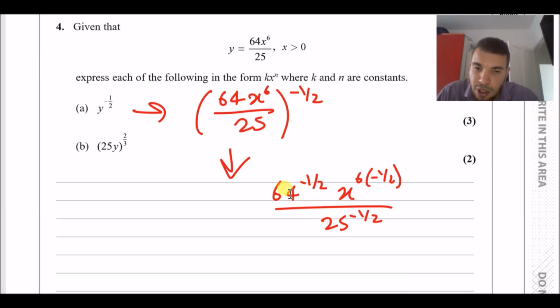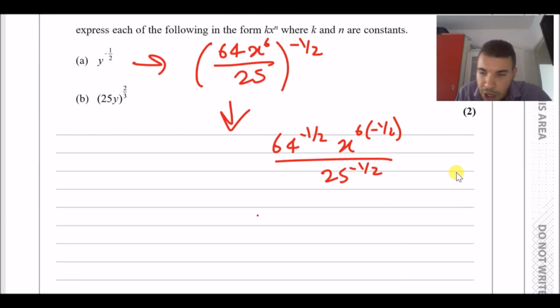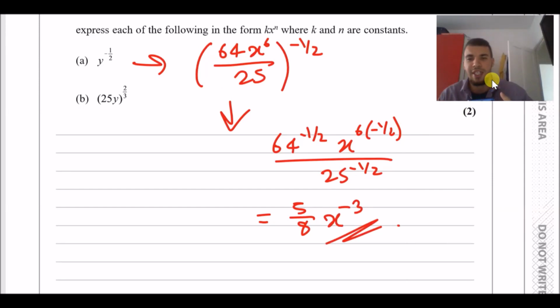Well, these two results, 64 to the power of minus half and 25 to the power of minus half, you can put in the calculator, and if you do so, you're going to get exactly 5 over 8. Now, as for the 6, you just multiply the power, so 6 times minus a half. If you do that, you get x to the minus 3. Okay, so that's A done.